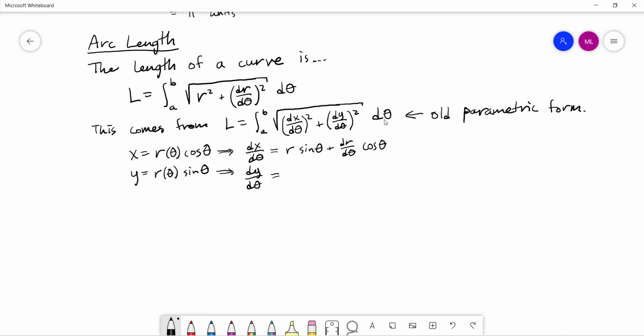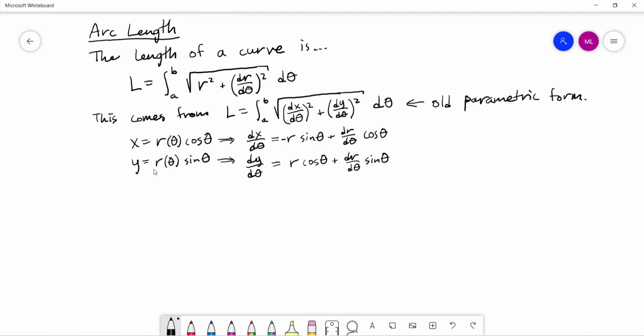Similarly, I'll have first times the derivative of the second, and this should have a negative sign. So over here, first times the derivative of the second, derivative of cosine is negative sine. Let me not miss that sign. Down here, we don't have the negative sign, so first times the derivative of the second is going to be r times cosine of theta plus the second times the derivative of the first. So dr d theta times the sine of theta. And now I need to just square these things.